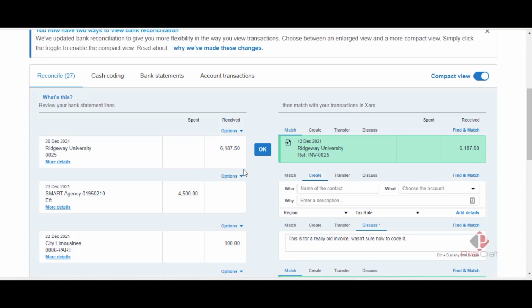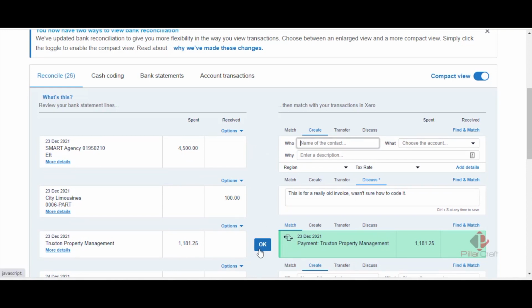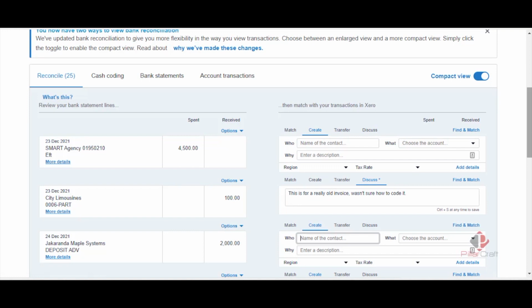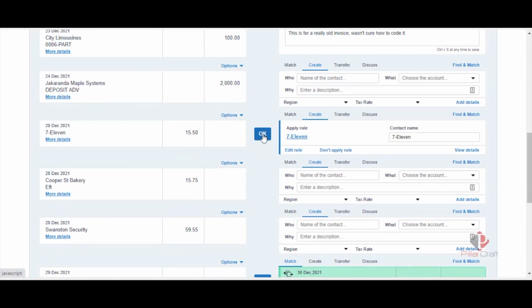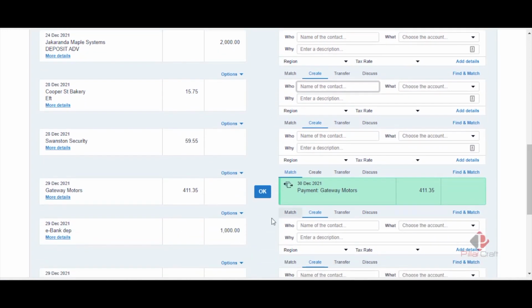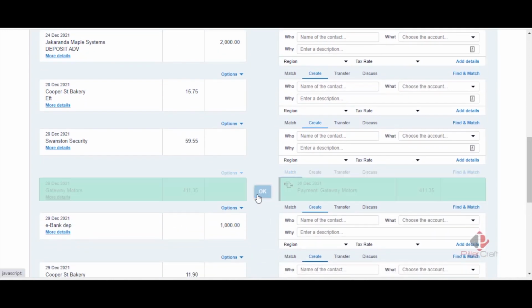Now, we are actually at paid invoice 25. Let's mark it. We have actually been paid for invoice 25. Let's mark it as paid. And we also paid Trexton Property. Let's mark it. Let's reconcile it. We noticed that the bank fee was charged. We noticed 7-Eleven, and then on the 30th we made payment to Gateway.